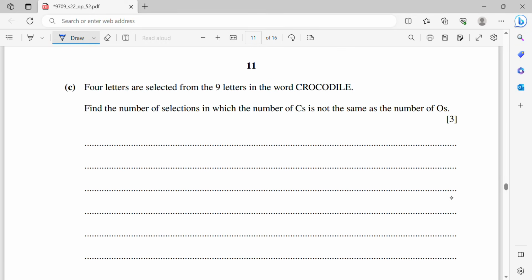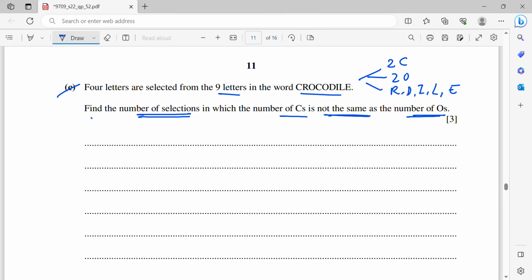Now see, 4 letters are selected from the 9 letters in the word crocodile. Find the number of selections. So it's different from previous, because just now it was arrangements. In which the number of C is not the same as the number of O. So now here, remember we have 2 C, 2 O, then we have R, D, I, L, E.